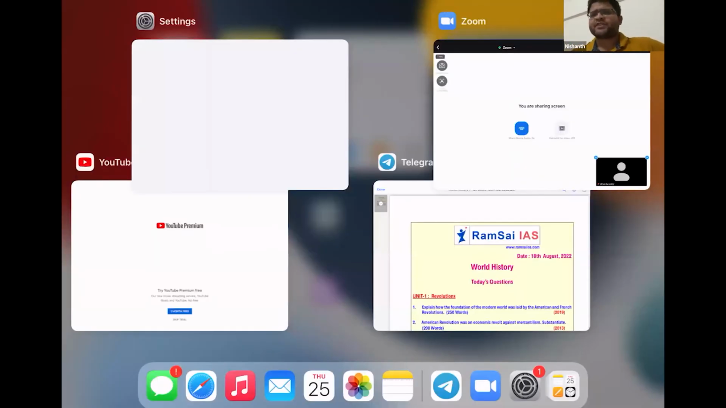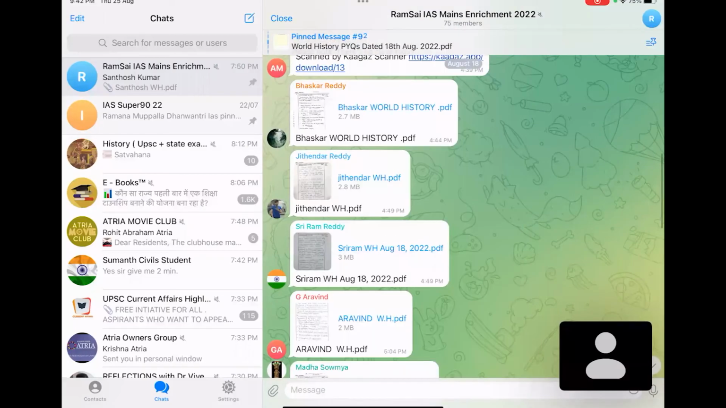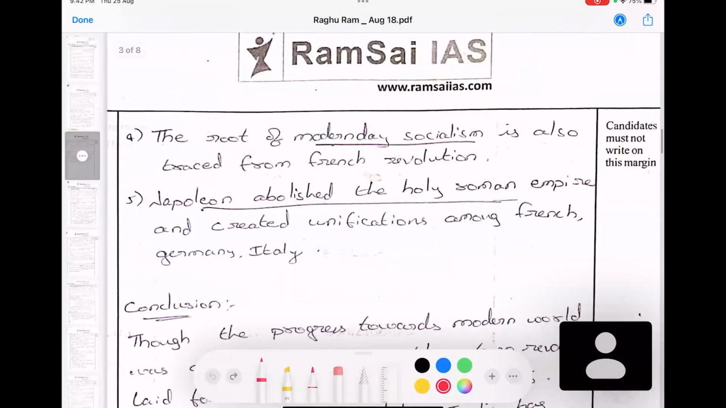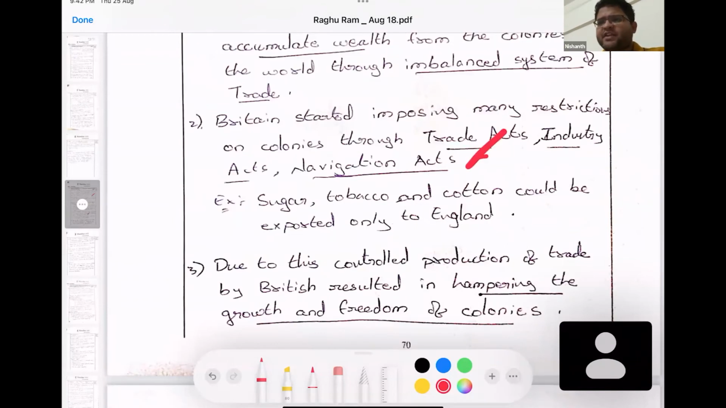So see the third question. I have to see the answer script. Who has written this answer? Raghu, you have written? Yes, sir. Yeah, 13 colonies. Yes, Trades Act, Industry Act, Navigation Act.